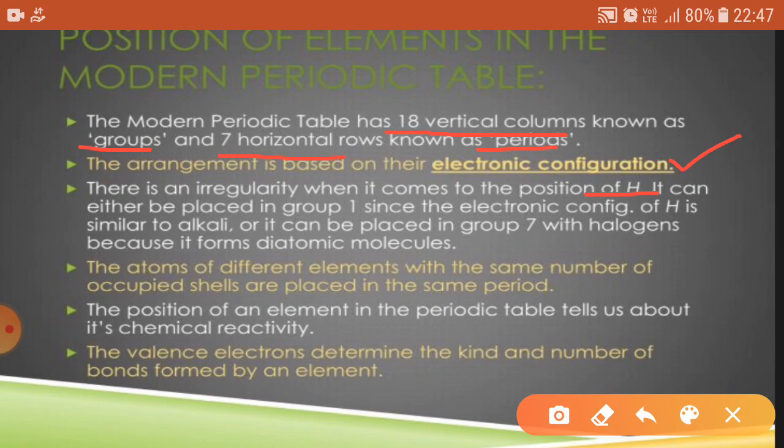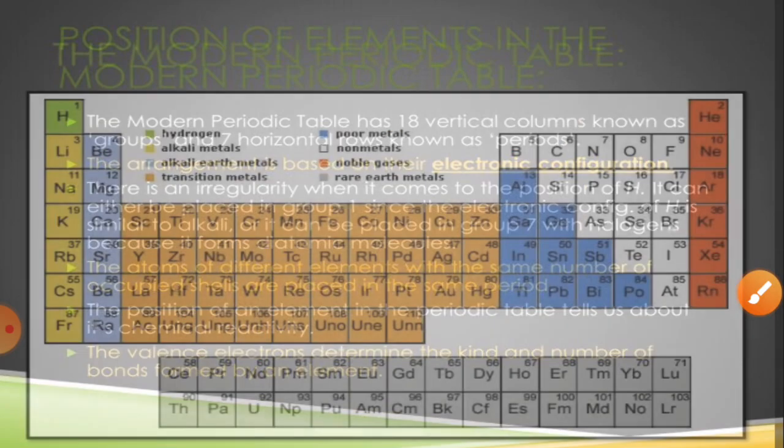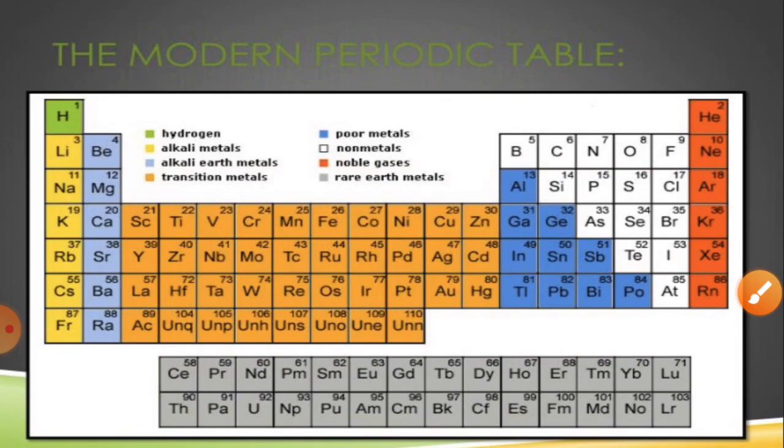The position of an element tells about its chemical reactivity. Also, the valence electrons determine the number of bonds formed by an element. So, that is the position of elements in the modern periodic table. Now, we will discuss the different periods and groups in the modern periodic table.